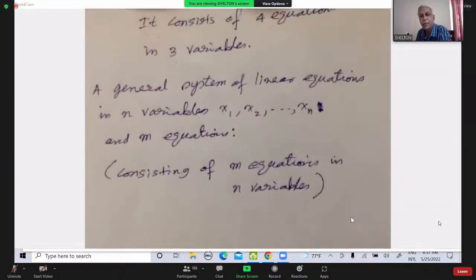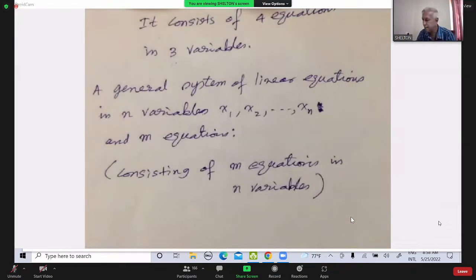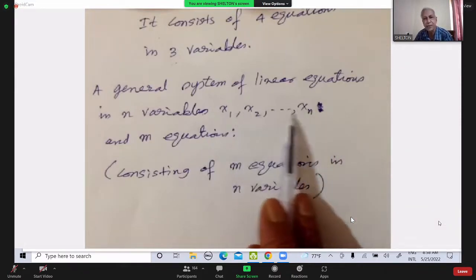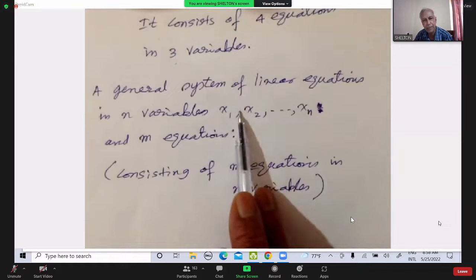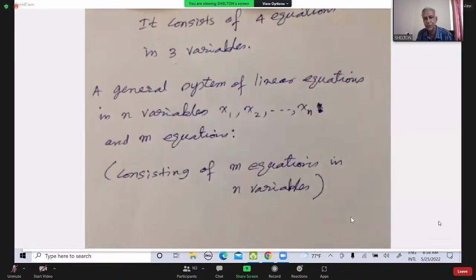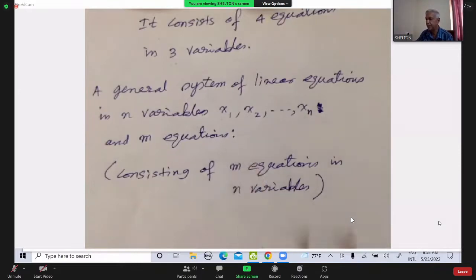Now, how many coefficients do I need? To write a single linear equation in n variables, I need n coefficients. Something x1 plus something x2 plus something x3 equals something. That word something was used to describe constants. So now, how many equations? M equations.